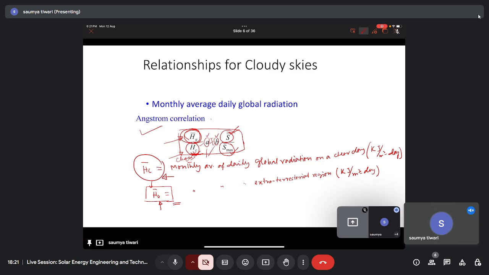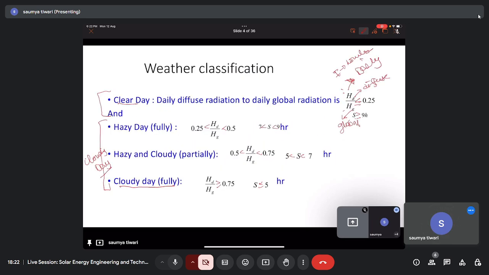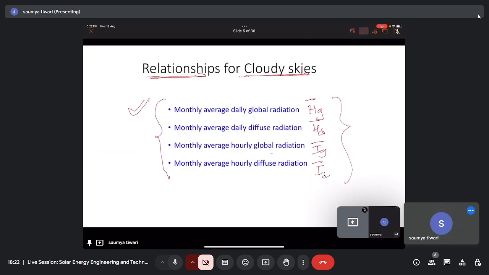So remember that here I have explained that H is for daily and I is for hourly. If we put a bar onto it, it will be the average over all the days in a month. So it will be your monthly average daily global radiation.